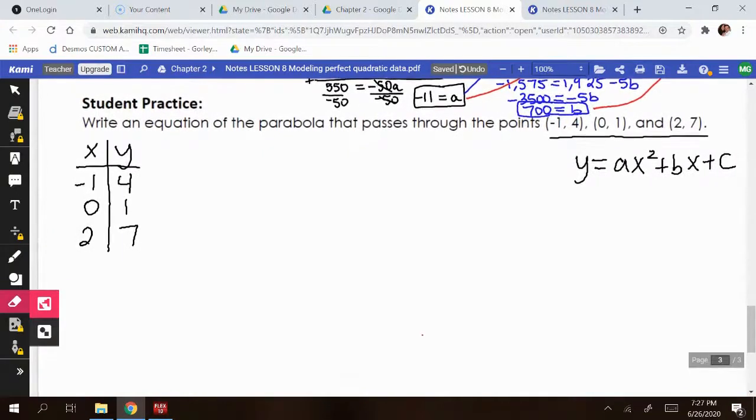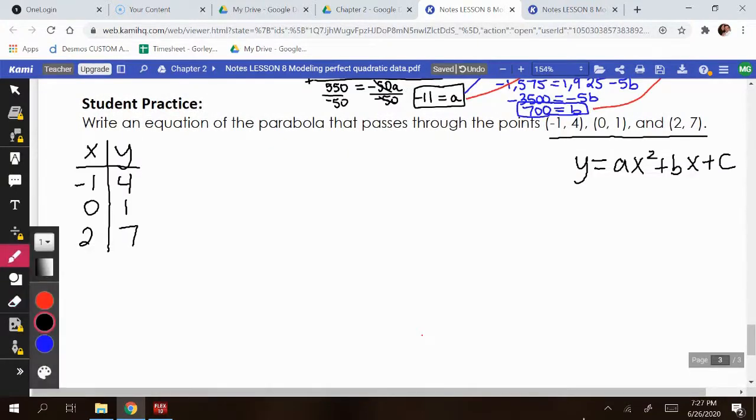Okay, so let's replace y with 4 on the first equation. So I'll have 4 equals ax squared, x was negative 1, plus bx, again x was negative 1, plus c. Let's go ahead and simplify that.